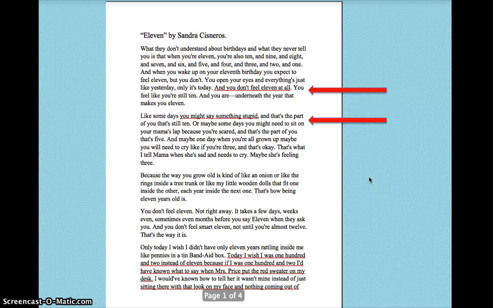Here's another one. "You might say something stupid." Maybe the author included this because she wants us to have a little foreshadowing that maybe Rachel is going to do something stupid.